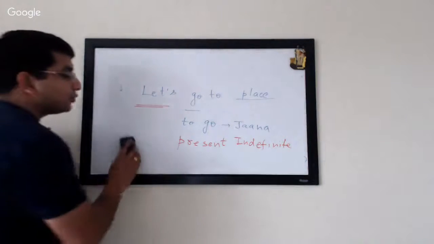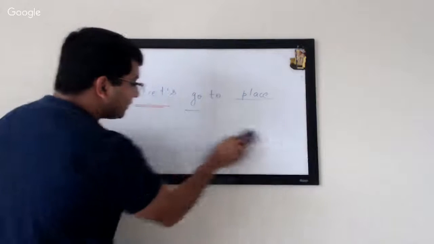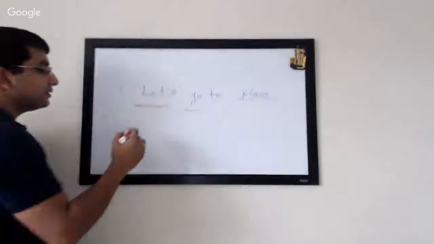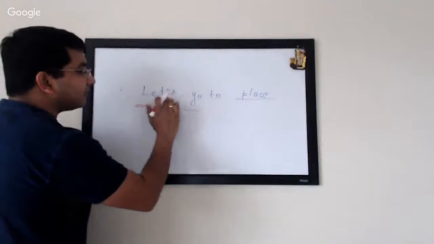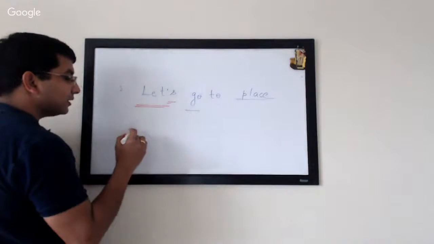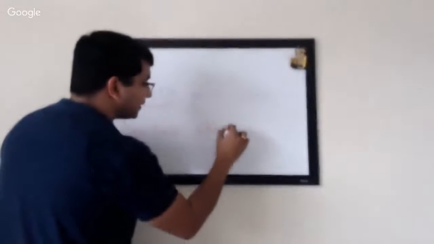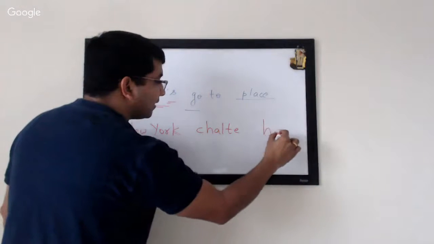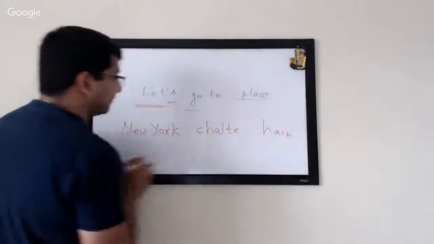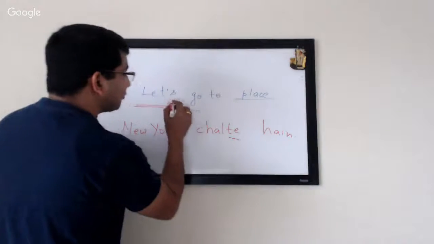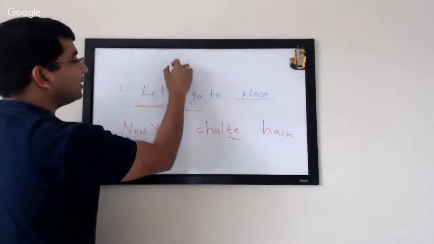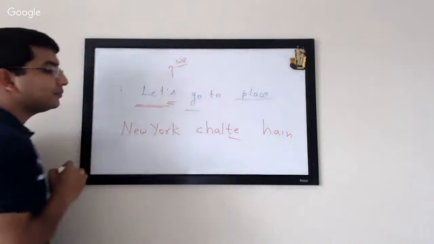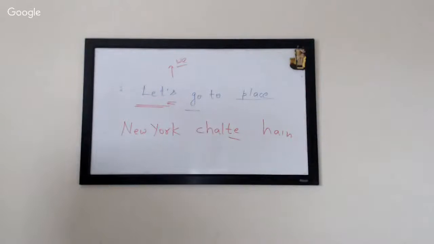To keep it really simple, you're talking about let us, so it would be plural. If I'm talking about New York, it will be New York चलते हैं. New York चलते हैं, right? It's चलते because you're talking about we, or in this case us, basically plural. So it's New York चलते हैं.